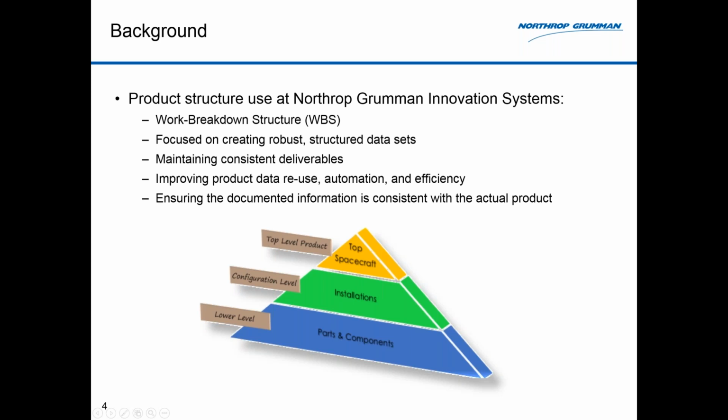So, looking at the graphics shown here, our typical product structures start with a work breakdown structure. Our top spacecraft outlines our lower level configurations or installations that are the elements which form the product. Now, within those installations, each subset of components or parts are defined. These are what will go into the design and manufacturing of a part.